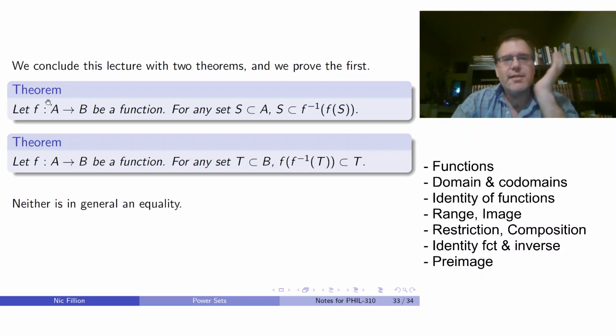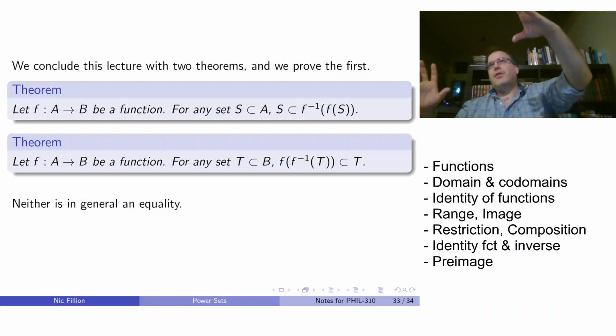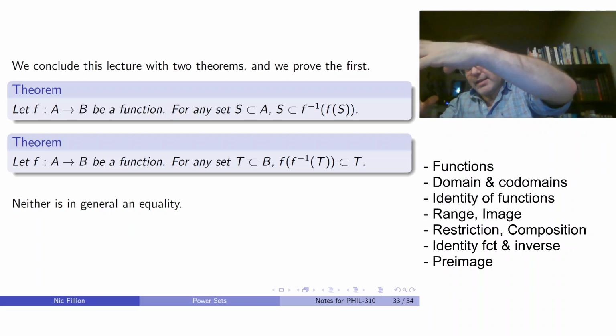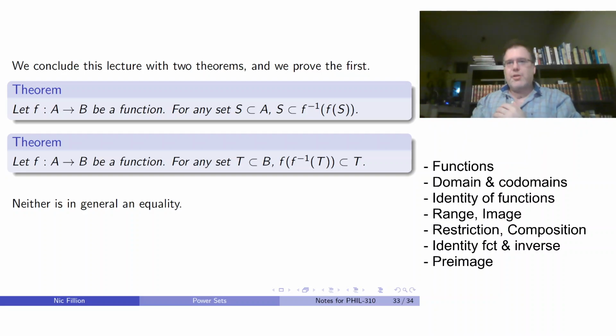Now, we start from a function f from A to B, and then we take a subset of the domain, right? So first, we're going to take that subset of the domain, and we're going to find the image of S. And then remember, pre-images take a set of elements of the codomain. Now, the image of S is a subset of the codomain, right? So we're going to take S, then take its image, and then take the pre-image of the image of S.